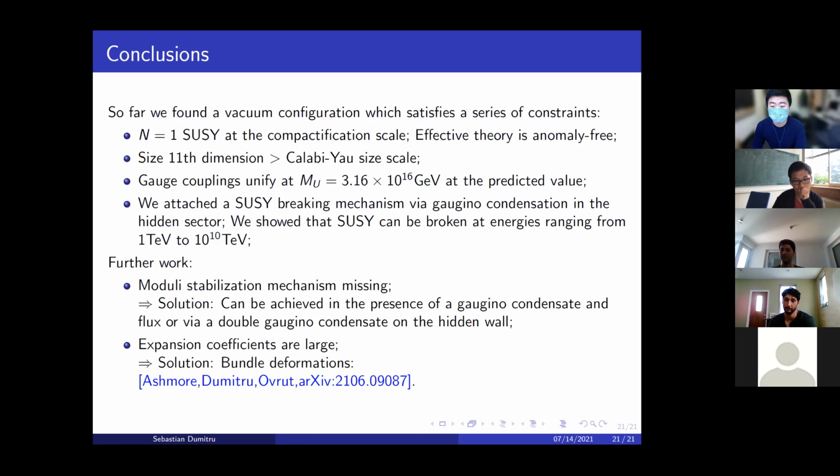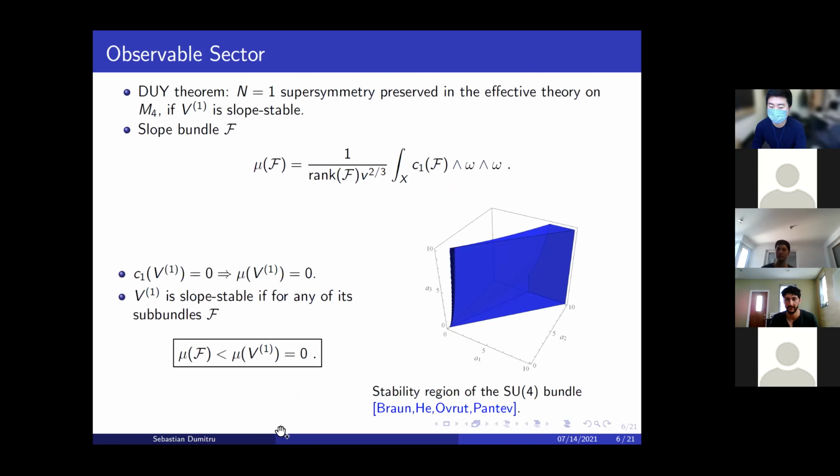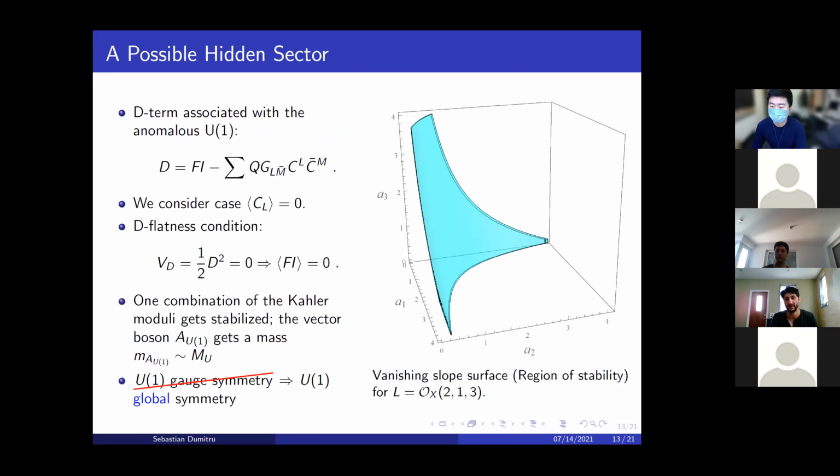Can I ask you a question? Is the physics that you've been talking about quite sensitive to vector bundle moduli? The vector bundle moduli of the SU(4) bundle were studied in the previous papers, and they found this stability region. I think it's shown in a paper that you can always stabilize them. For the hidden sector bundle moduli, if I had just a vanishing slope, I would only have the bundle divisors. An interesting conversation starts if I start doing bundle deformations, but I think I can always stabilize those. So I'm not sure if they appear in the low energy spectrum. I see.